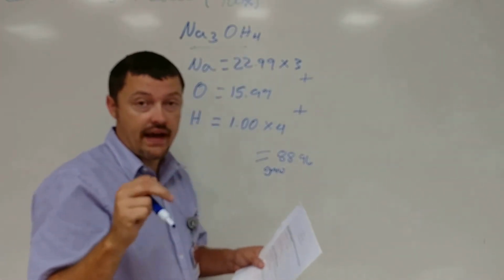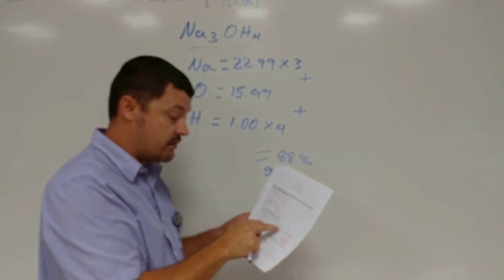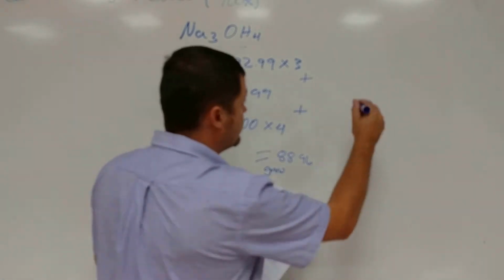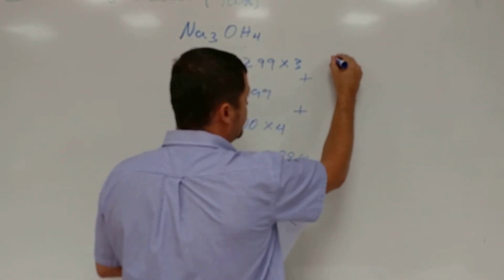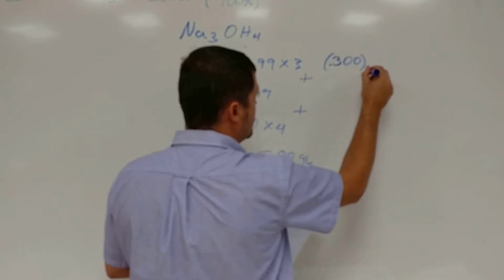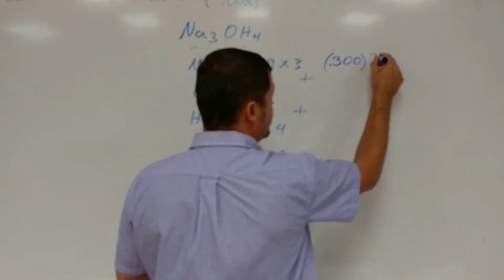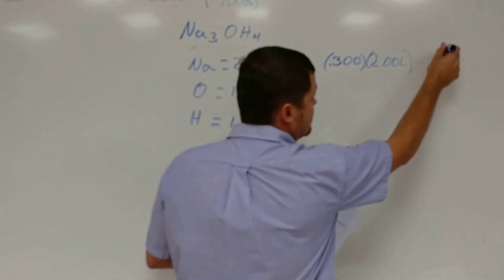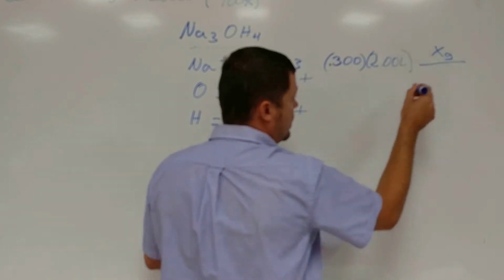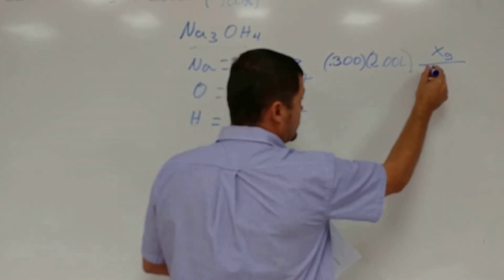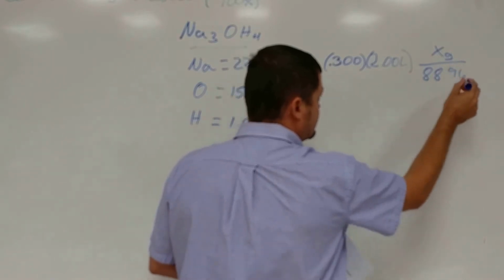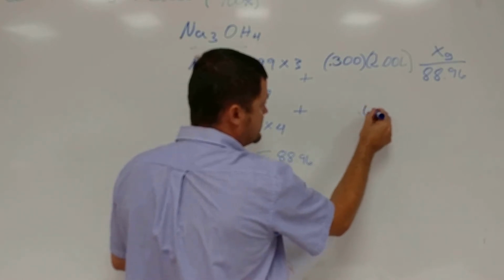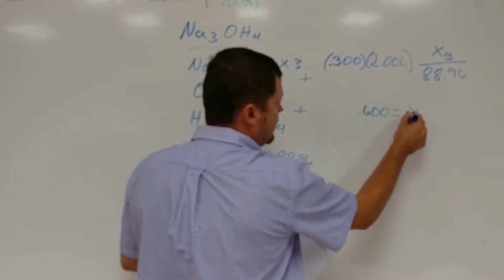Now, to figure out the actual molar solution, we've got to take into account the 2 liters total and then the 0.3 molar solution, okay? So we're going to do over here 0.300, and we're going to times that by our 2 liters, okay? And then X grams, that's what we don't know, over our gram molecular weight, which is 88.96. So the first thing we're going to do is times these two together. That's going to give you 0.600 equals X over 88.96.